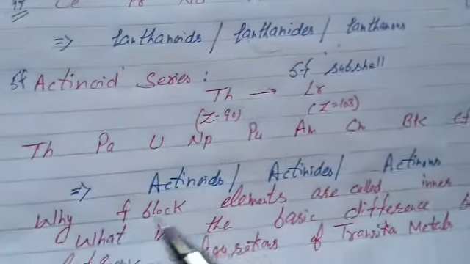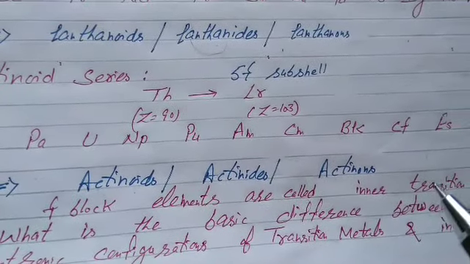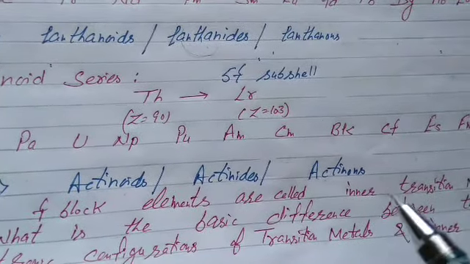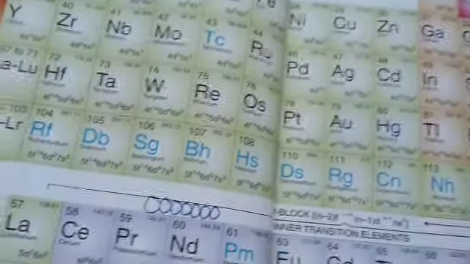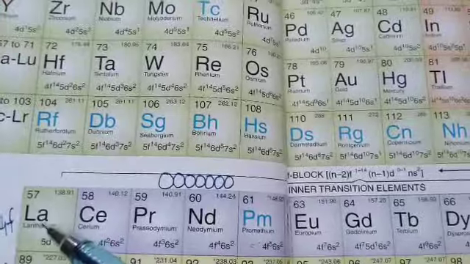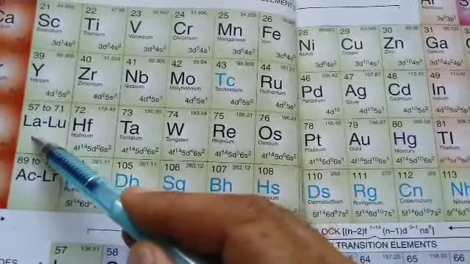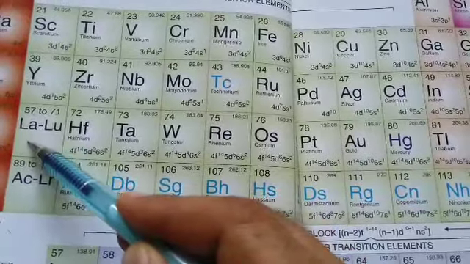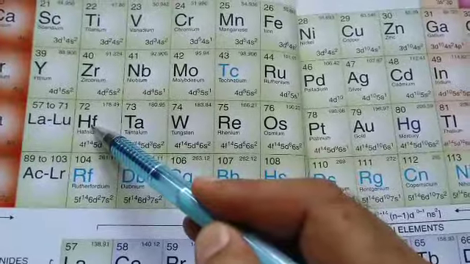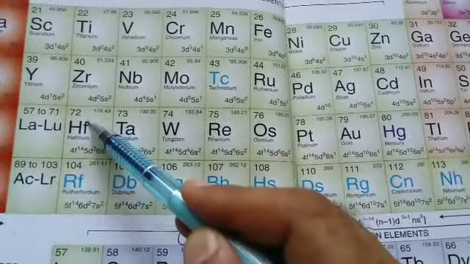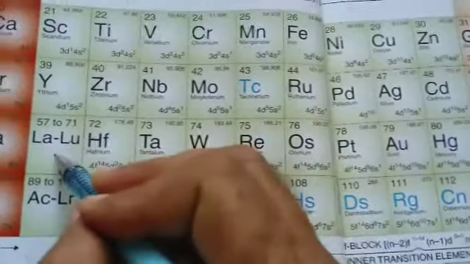Now, students, the question is, why are F block elements called inner transition metals? Please look here again. Lanthanum is a transition metal, atomic number 57, belonging to group 3. After 57 come the lanthanoids, and then 72 is again a transition metal. Left side transition metal, right side transition metal. They are surrounded by transition metals of D block on both sides.